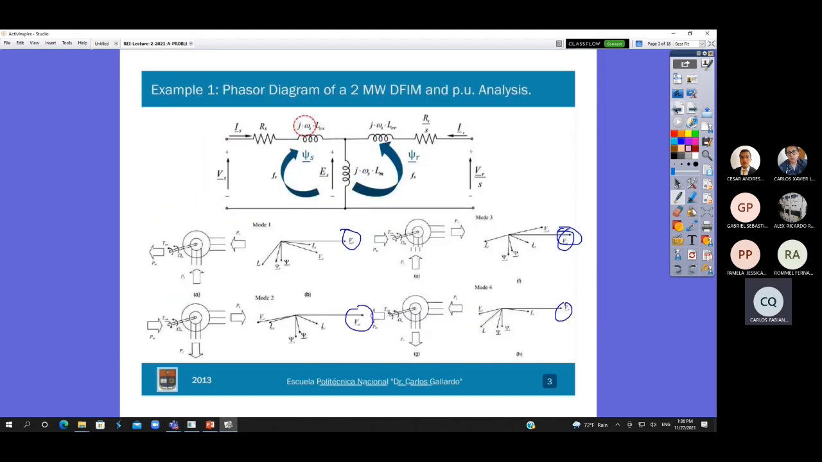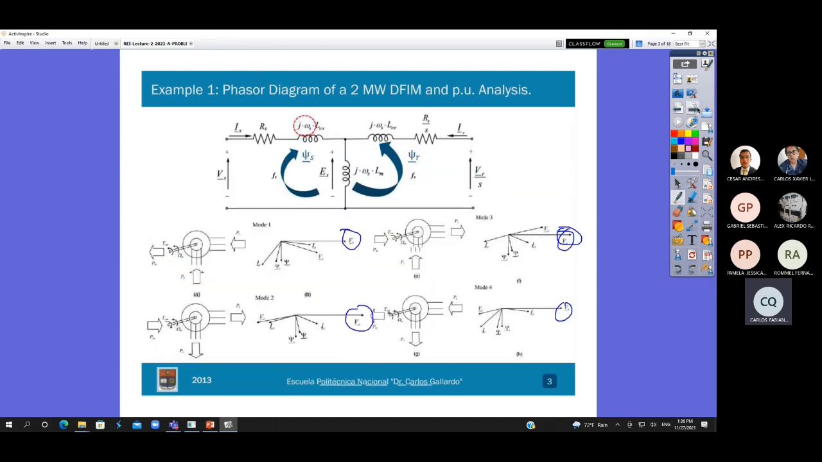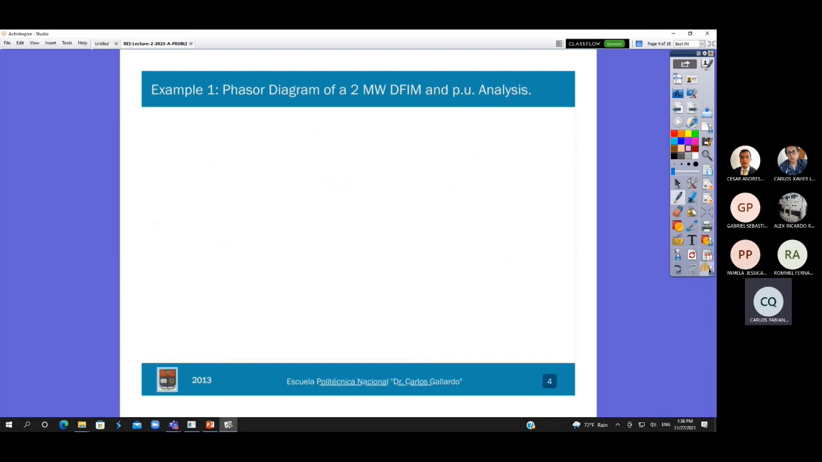So let's continue with the second question. The second question is to compute the rotor active and reactive power as well as the electromagnetic torque. So let's start computing the rotor active power. From the computed phasors, the rotor active and reactive power as well as the torque can be found in the following way. I will say the rotor active power is equal to 3 times taking the real part.